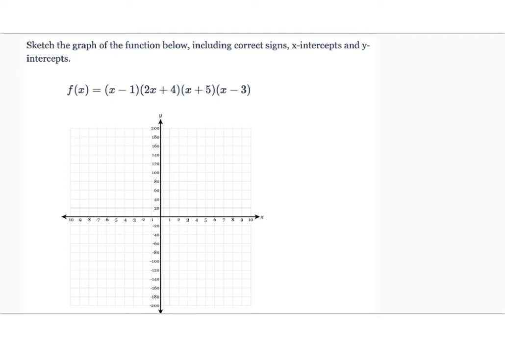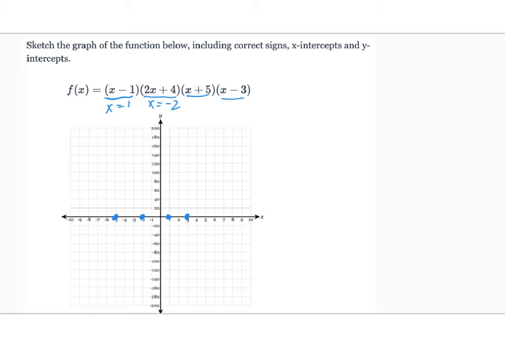Okay, here's another version of the same problem. This one's already been factored for us, which is nice. I'm going to start identifying my zeros, so x equals 1. 2x plus 4 gives us x equals negative 2. X plus 5 is going to be x equals negative 5. X minus 3 is going to give us x equals 3.